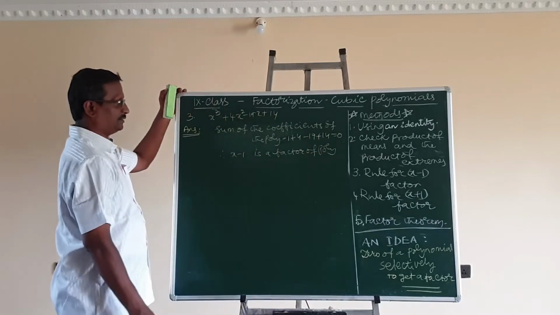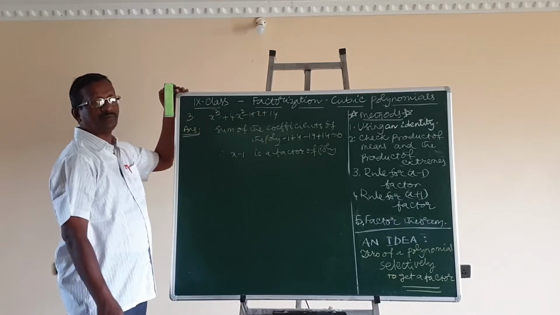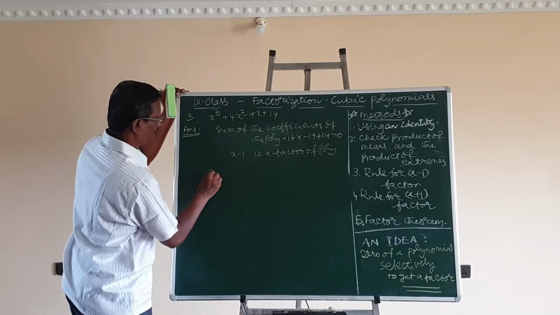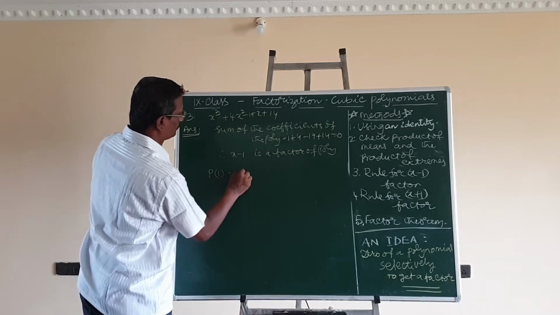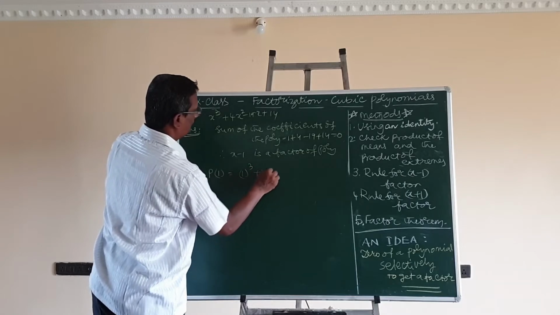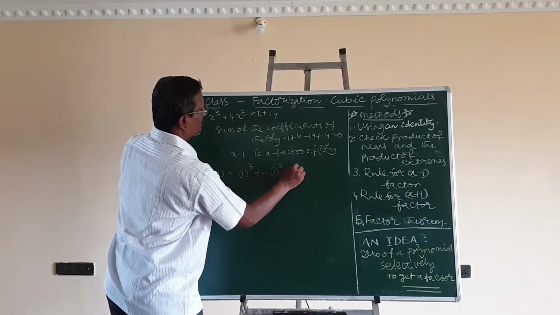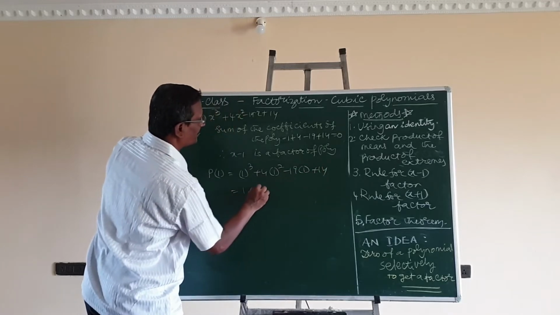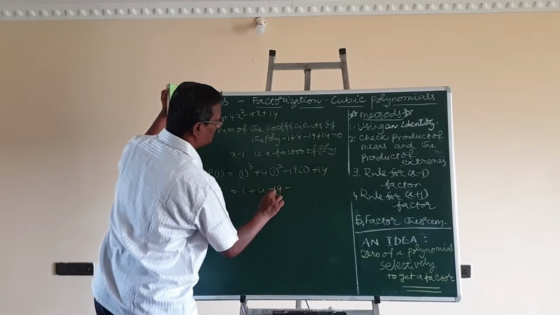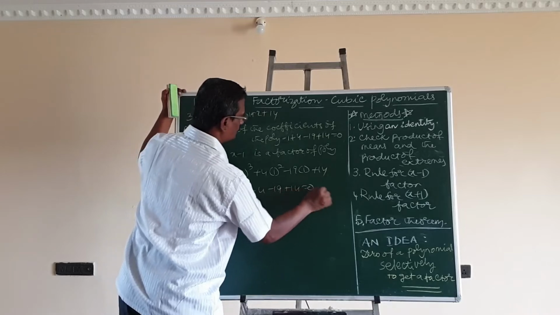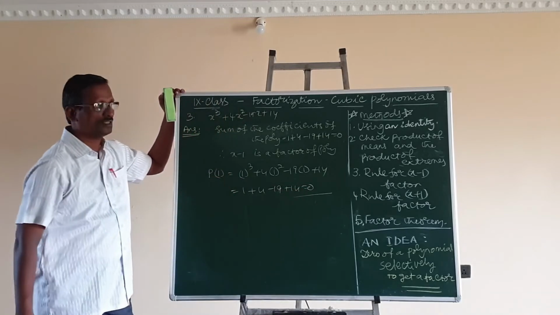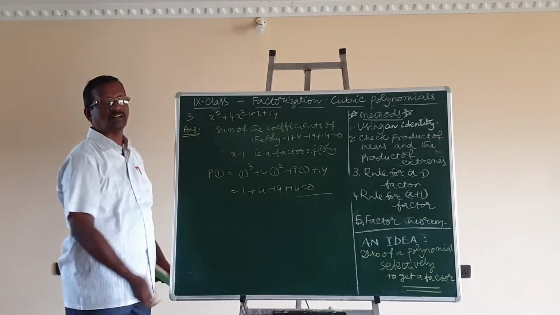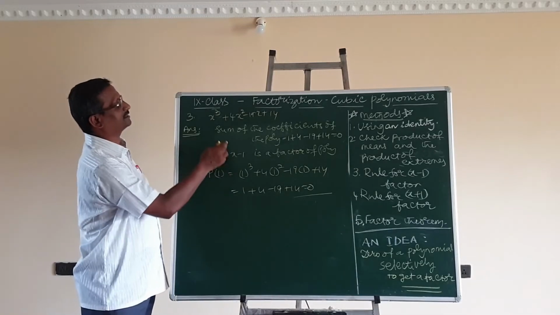This is as per the rule, or we can go by the remainder and the factor theorem. Suppose if you go for the factor theorem, p of 1 is equal to 1 cube plus 4 into 1 square minus 19 into 1 plus 14. This is also 1 plus 4 minus 19 plus 14, which is equal to 0. This is as per the factor theorem. Whether you use this rule or you use the factor theorem, we will get the same result.